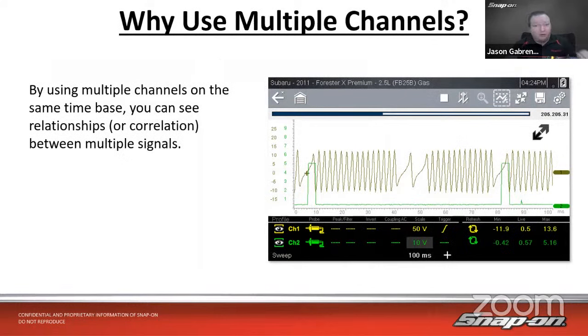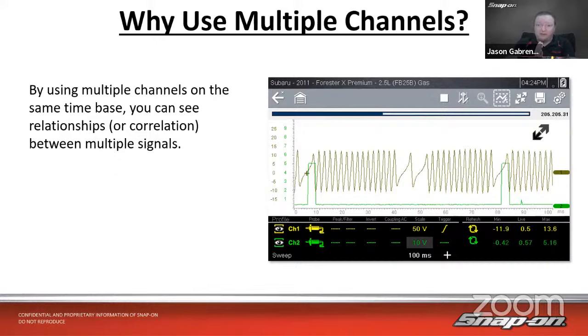Now, why would I want to use multiple channels? If I can read the signal by using multiple channels on the same time base, that's the key right there. I know there are other scopes out there that allow you to set up whatever time base you want on whatever channel. But in my mind, that defeats the purpose of what we're trying to do if I'm using multiple channels. I need to be able to see them reacting on the same time base. Otherwise, it's going to skew everything all over the place, and I'm not going to be able to tell, okay, so when this happens, what happens here, right? You need to have that consistent time base on there.